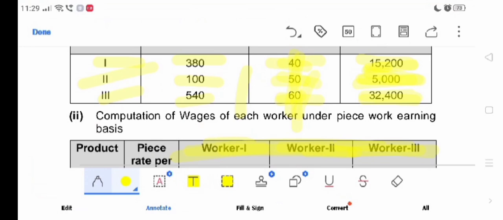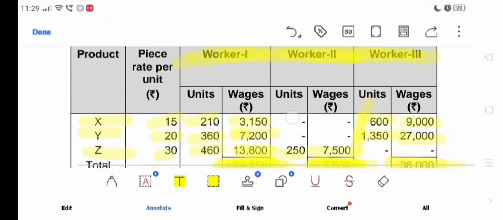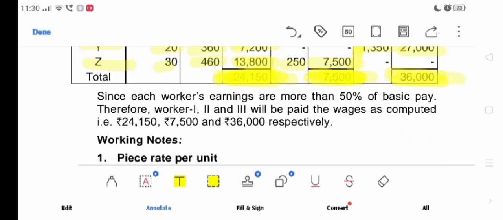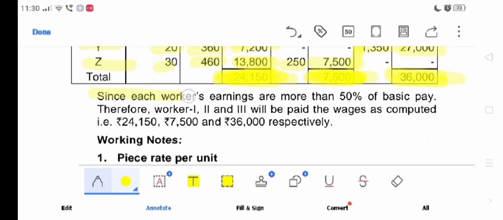That is the condition. But all the 3 workers' earnings are more than their basic pay. He's saying if it is less than 50% of basic pay, not less than basic pay, 50% of basic pay. But for all the 3 workers earnings are greater than basic pay only. So see, he says that since each worker's earnings are more than 50% of basic pay, worker number 1, 2, 3 will be paid the wages as computed.